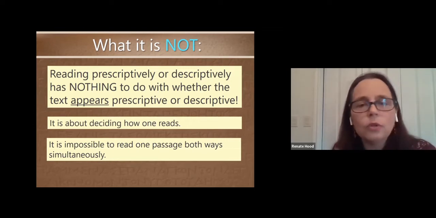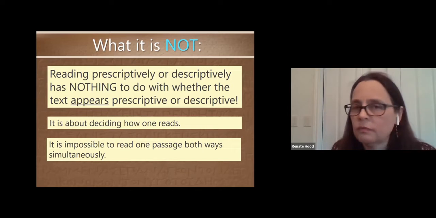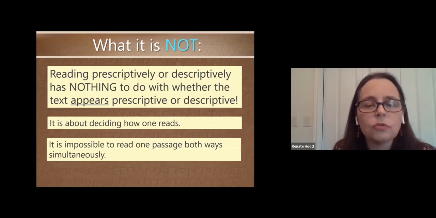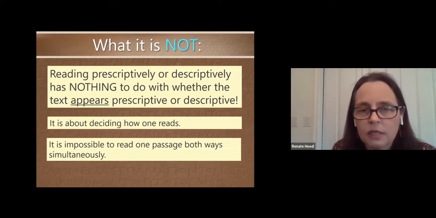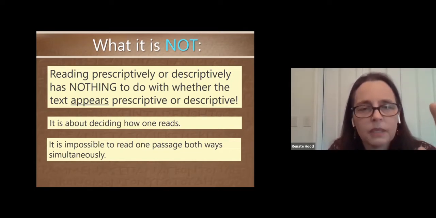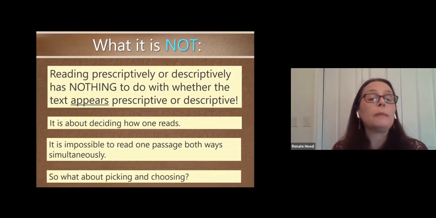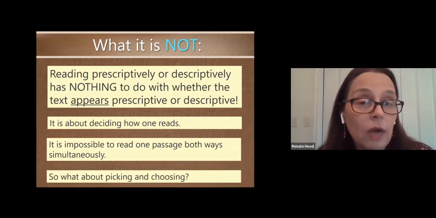You read one way or the other. You don't do both. You can't have it both ways. You cannot be a little bit pregnant. You're either pregnant or you're not. It's impossible to read one passage both ways simultaneously. And I mean, no insensitivity for those who are trying to get pregnant or whatever, but it's a black and white sort of choice. So how do people go about picking and choosing, right?